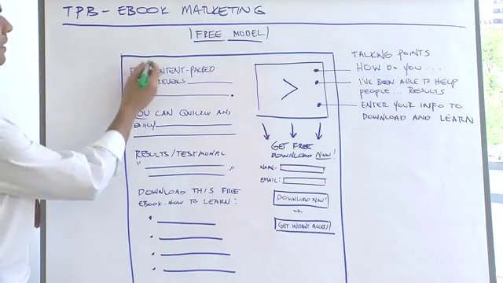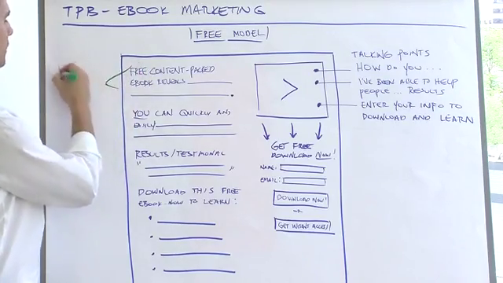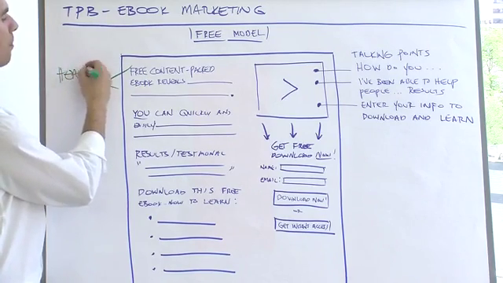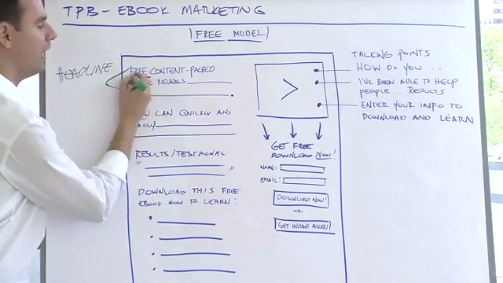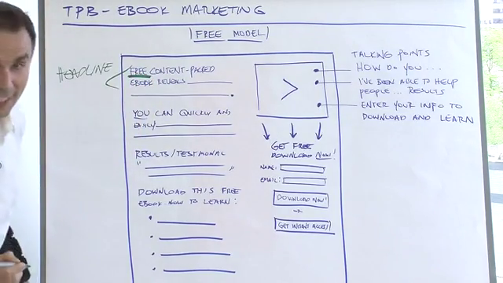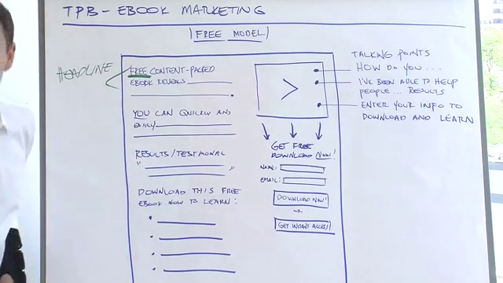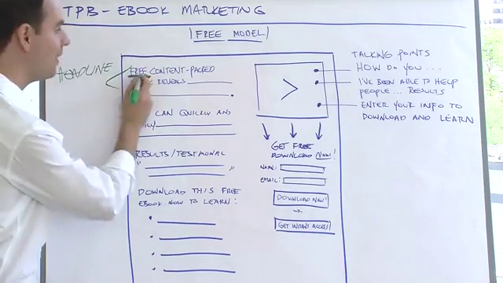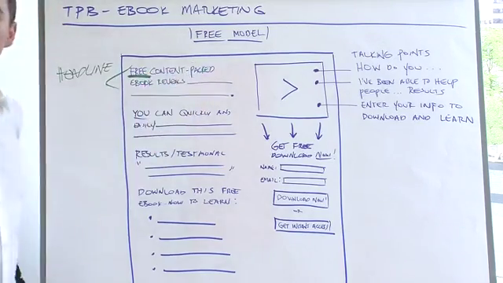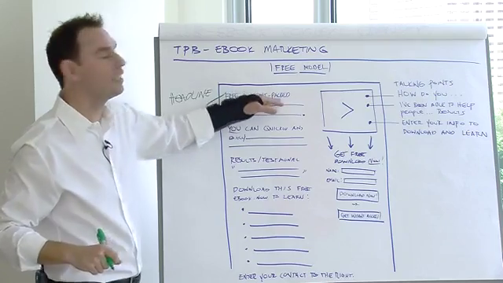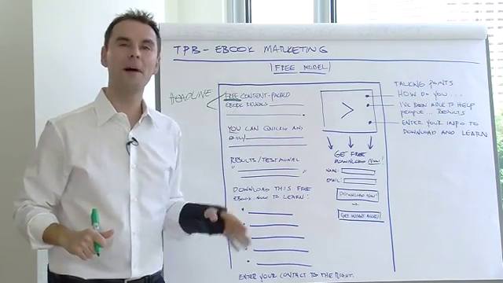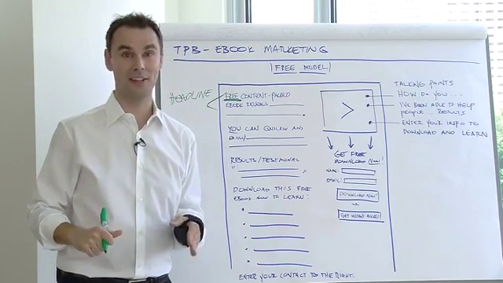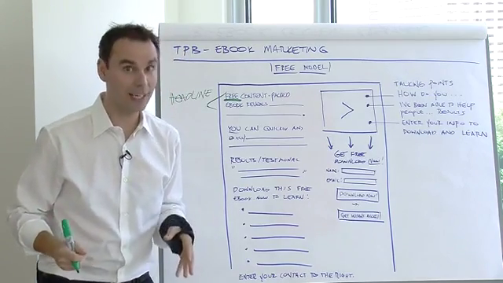The first thing is this headline right here. It's at the top left of the page, and it starts with this: Free. What's the word? Free. Is it capitalized? Yes. Free, content packed. I found that adding this phrase, content packed, increased opt-ins by 11%, which, if you know anything, that's very high.